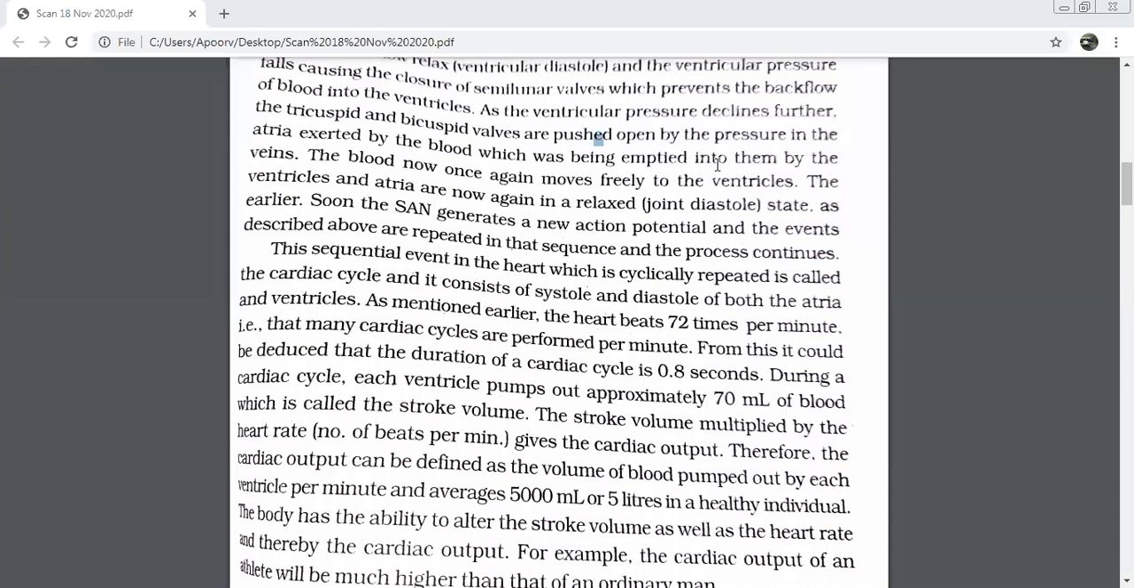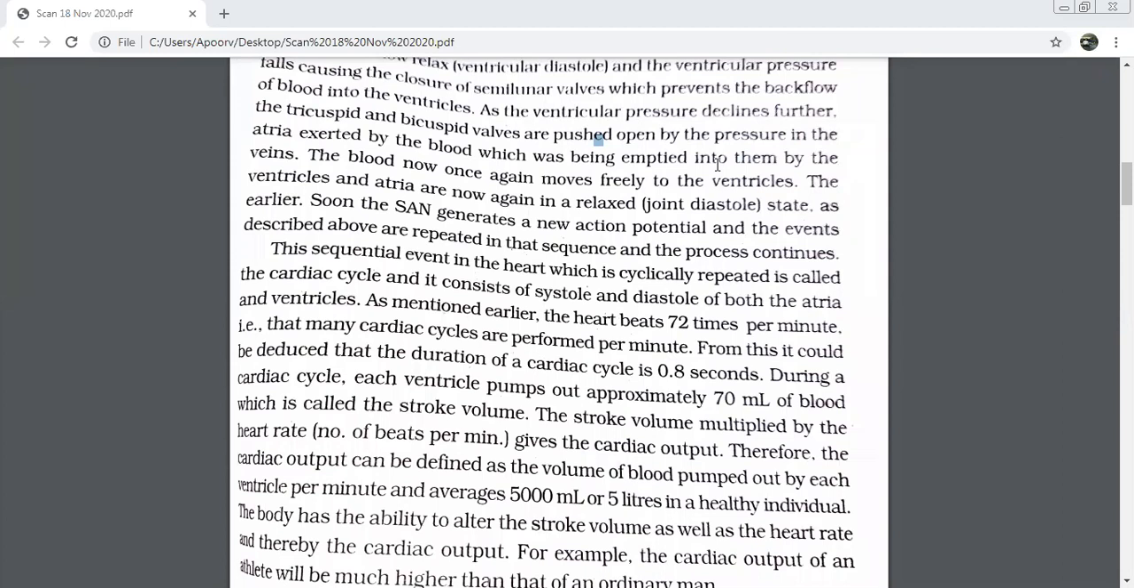During a cardiac cycle, each ventricle pumps out approximately 70 ml of blood. This is called as stroke volume. The stroke volume multiplied by heart rate gives the cardiac output.